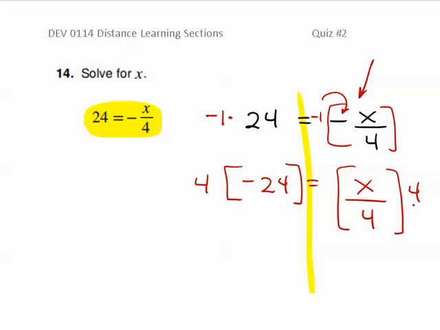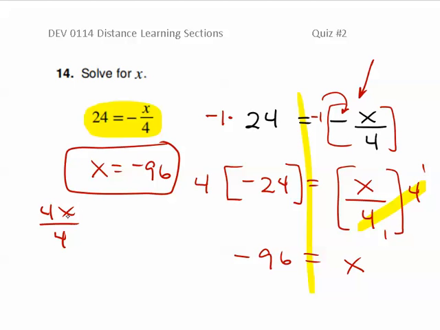by 4. On the left-hand side, 4 times negative 24 is negative 96. On the right-hand side, when you multiply 4 times x, that gives you 4x, and then the 4 that's on the bottom stays on the bottom. Or you could just simply cross-reduce or cancel like this. 4 goes into 4 once, it goes into the other 4 one time. So that just leaves us with x. So our answer then is x is equal to negative 96.